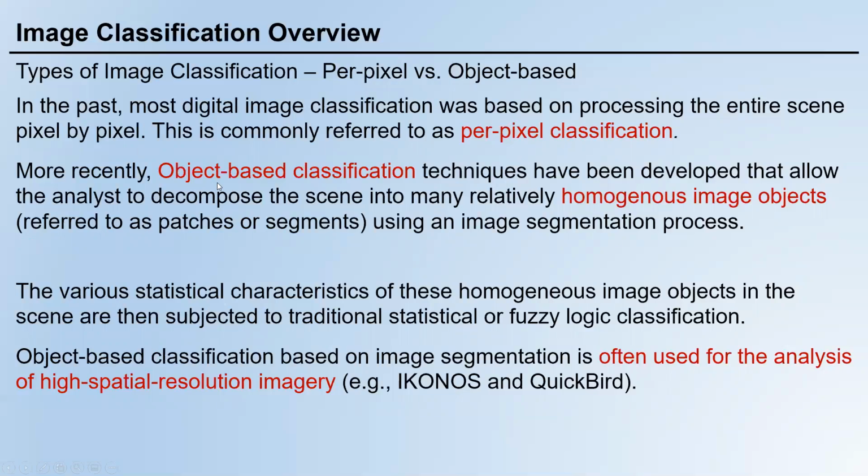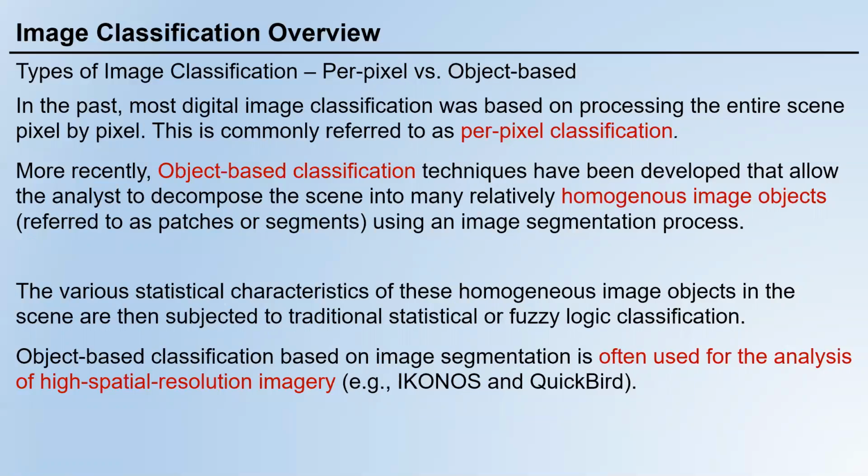But more recently, object-based classification techniques have been developed that allow analysts to decompose the scene into many relatively homogeneous image objects, patches or segments, using an image segmentation process. The various statistical characteristics of those homogeneous image objects in the scene are then subjected to traditional statistical or fuzzy logic classification. What does it mean? It means that sometimes we don't have to do pixel by pixel classification. For example, when you're looking at an image mostly occupied by a huge lake, with some very fundamental knowledge, you know that this huge patch in the center of this image is that lake, a water body.